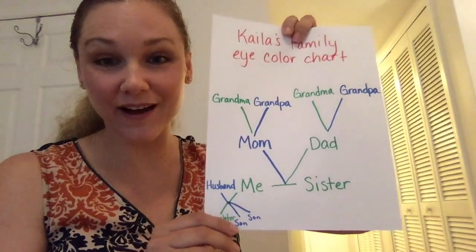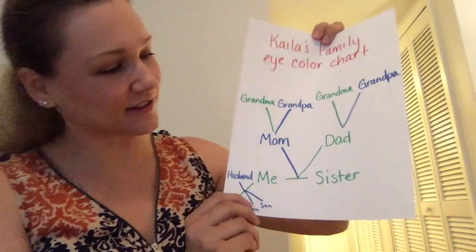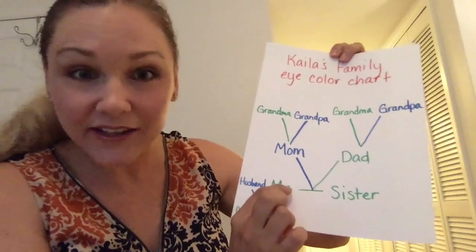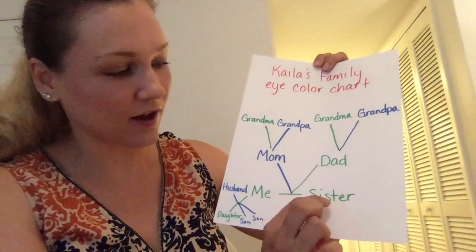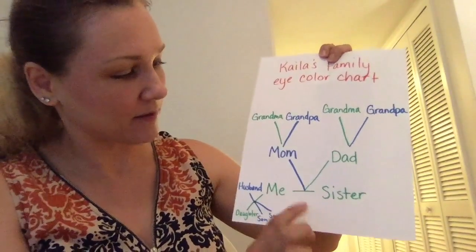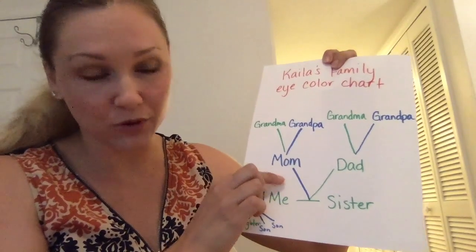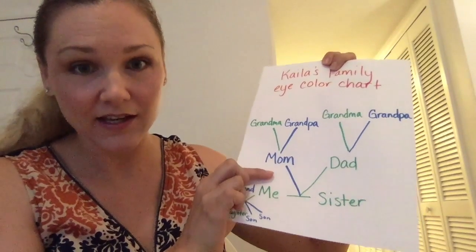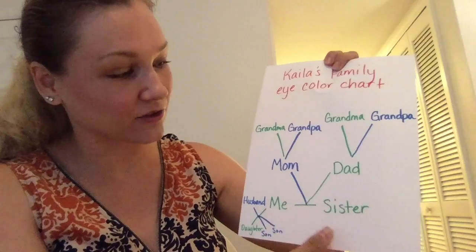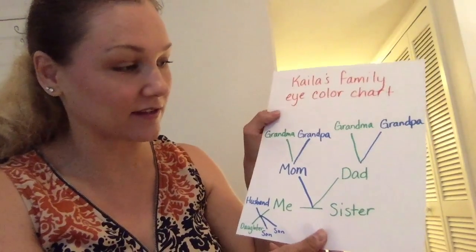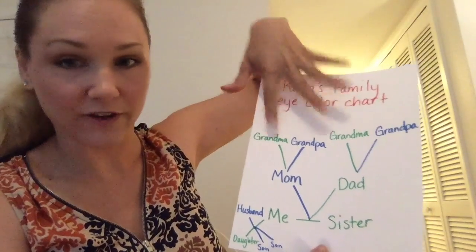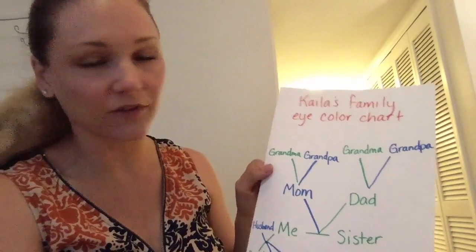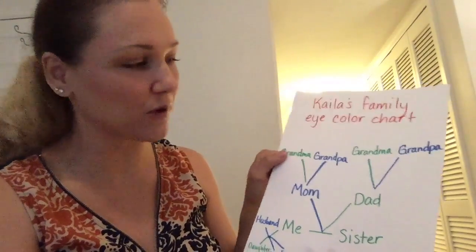Okay, I've made my eye chart, and you can see that my eyes are green. It might be kind of hard to see in this lighting, but they are green. And my sister also has green eyes. My mom has very, very light blue eyes. I almost say they look like a husky. And my dad had green eyes. He's deceased now, but he did have green eyes. And you can see that both of my grandmothers on both sides of the family had green eyes, and both of my grandfathers on both sides of the family had blue eyes.